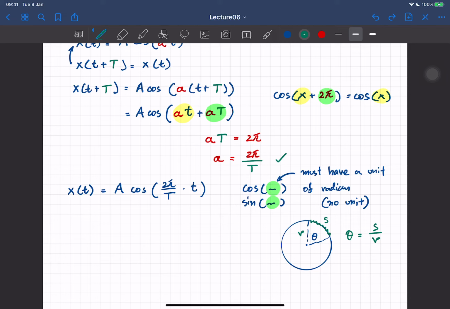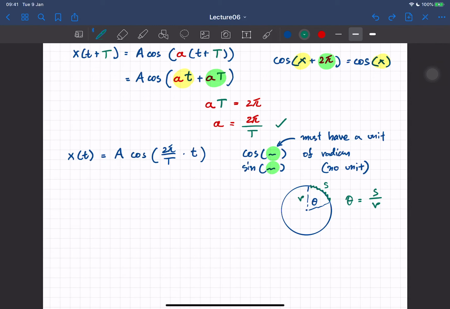So that's why you cannot just have time appearing alone, because what is cosine of 1 second? That doesn't really make sense. So you need to divide it by the period, which is also a quantity in the unit of time, right? So this time and this time, the units cancel out and everything is fine. I hope so far everything is clear.